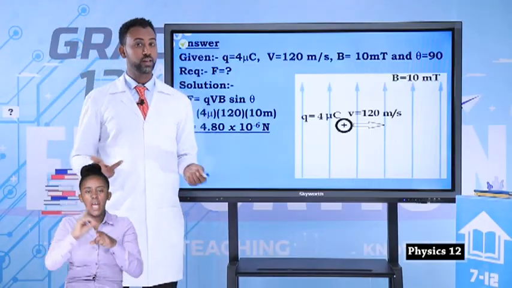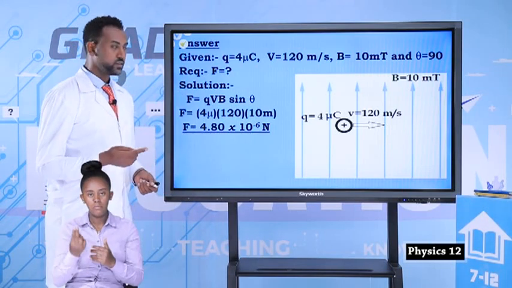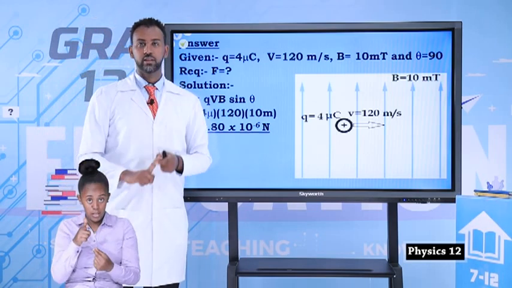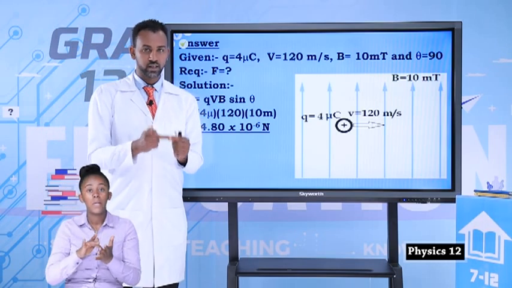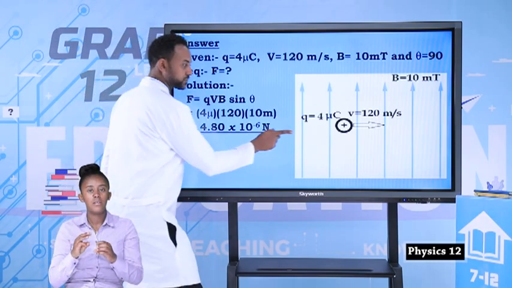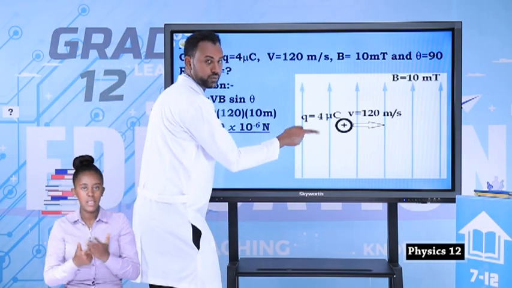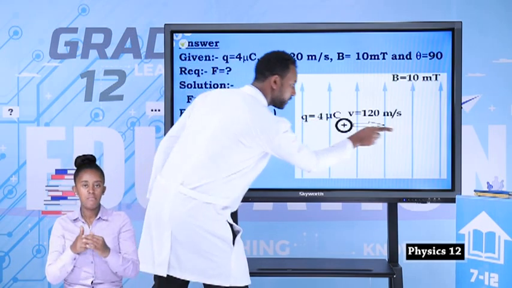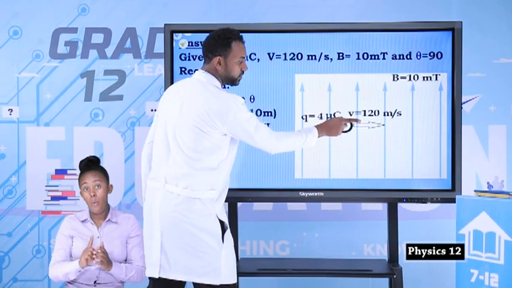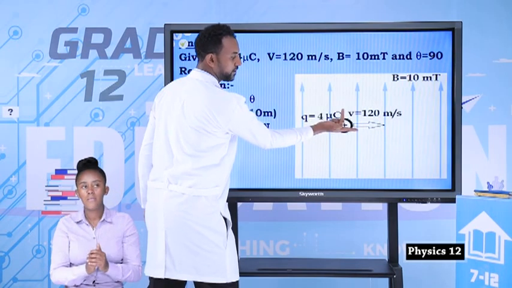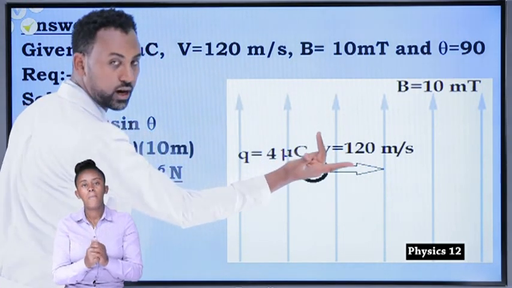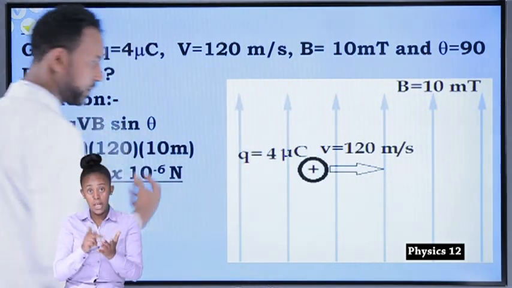Now you have to use your right hand rule. The right hand rule states that first you have to point your index finger to the direction of velocity, then your middle finger to the direction of the magnetic field. So your thumb always points to the direction of the magnetic force. In this case, the velocity is in the direction of the positive x-axis. The magnetic field is acting upward. So what must you do? You have to rotate your fingers like this. The velocity is along the x-axis, the magnetic field is upward, and the magnetic force is out of the page, towards you.